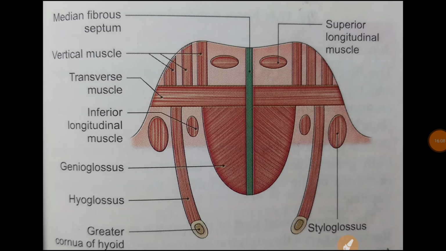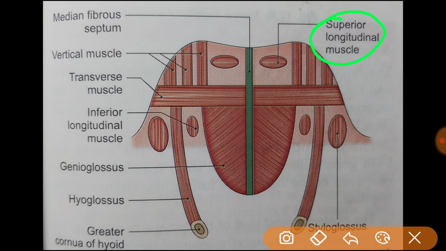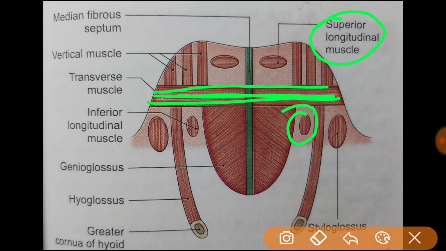the image of the tongue. Here is the transverse section of the tongue. Here the two groups of muscles are arranged, intrinsic and extrinsic. First deal with the intrinsic muscles. Intrinsic muscles are here the superior longitudinal muscles, inferior longitudinal muscles, the transverse muscles, and the vertical muscles, arranged in this way.